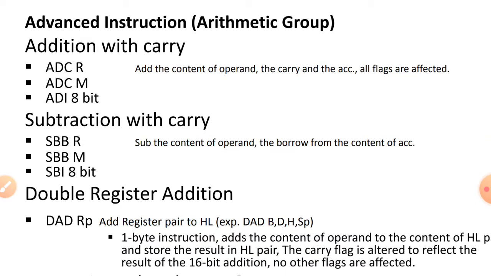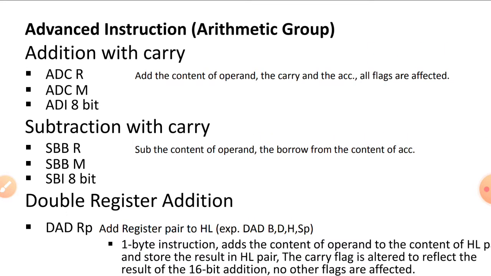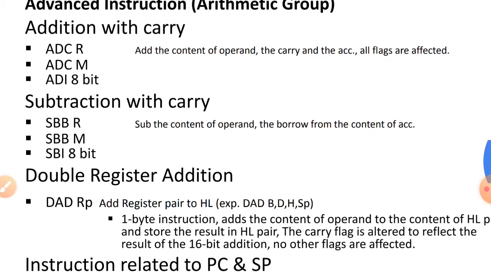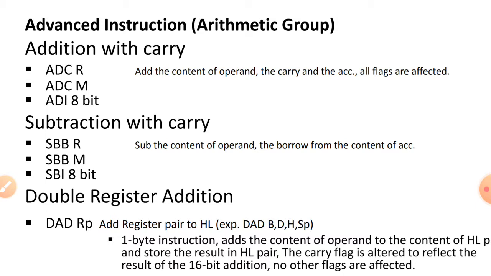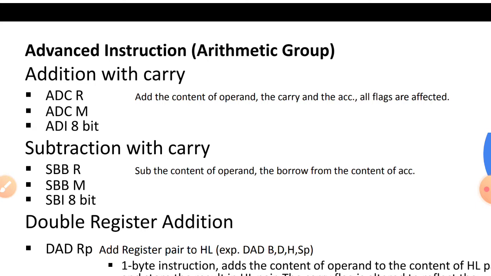In the arithmetic group, there is an instruction that is addition with carry. Addition with carry means the carry bit is also included while doing any addition. The syntax of the ADC instruction is ADC R, or ADC M, or ACI 8-bit, and the purpose is to add the content of the operand, the carry bit and the accumulator.